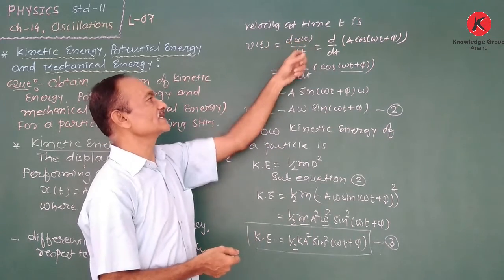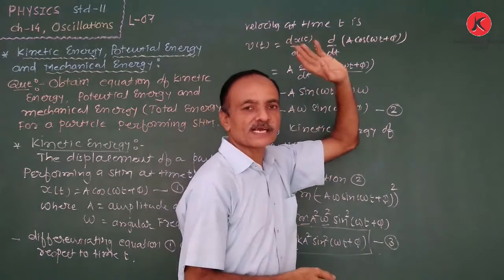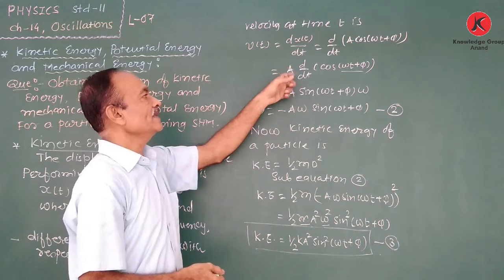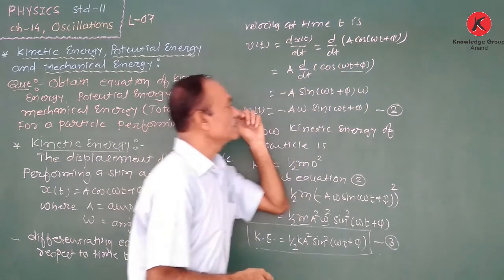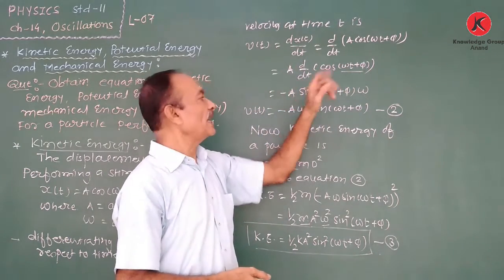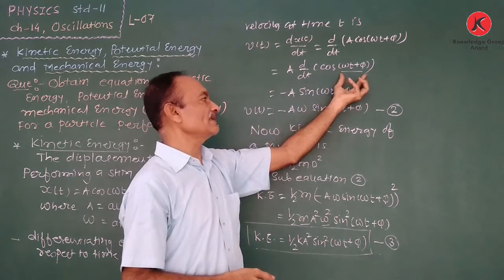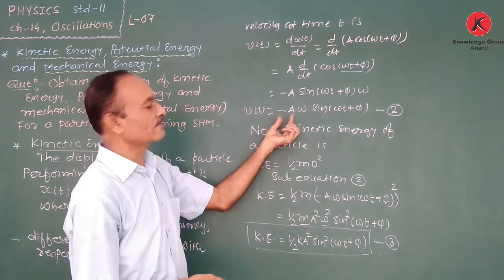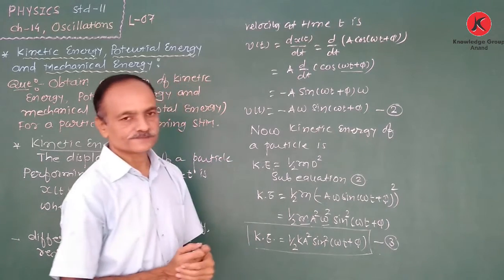v(t) = dx(t)/dt = d/dt of A cos(omega t + phi). A is common because the amplitude is constant, into d/dt of cos(omega t + phi). The derivative of cos(omega t + phi) is minus sin(omega t + phi), and the derivative of the bracket (omega t + phi) is omega. Therefore, the velocity at time t is v(t) = minus A omega sin(omega t + phi).